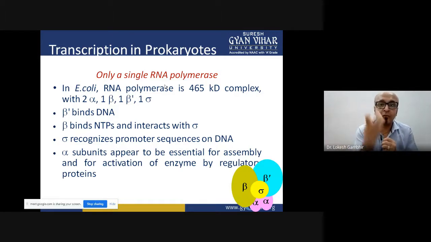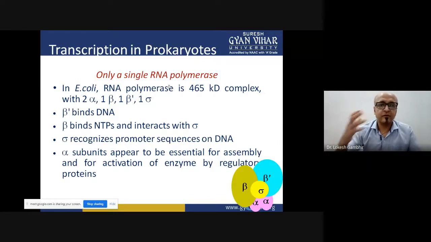Polymerization of the monomeric unit, that is called ribonucleotide, forming a phosphodiester bond between the 3' OH and the 5' phosphate group of the incoming nucleotide. That is the major function of this RNA polymerase. That's why we call this RNA polymerase DNA dependent RNA polymerase. So what are the roles of this?